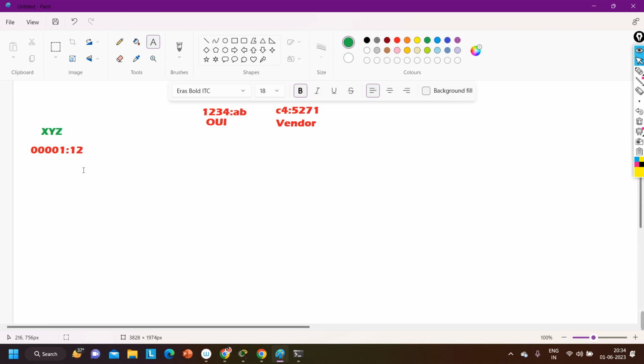Okay. After that, this company needs to manufacture the MAC addresses. So this company has how many bits? 24 bits. That means it can design how many MAC addresses? 2 to the power 24 MAC addresses through a single OUI. We divide the MAC address into 24 bits and 24 bits. The first 24 bits is the organizational unique identifier, and the last 24 bits is vendor assigned.